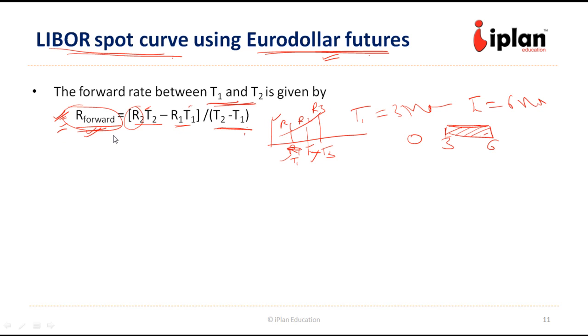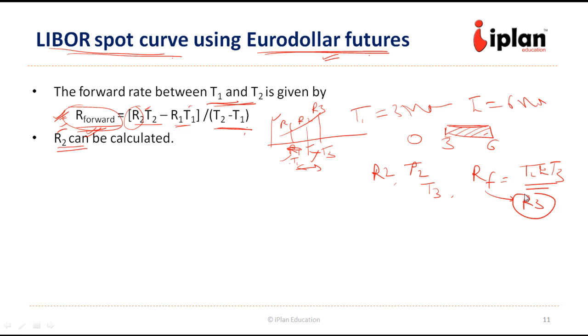So if we know R1, T1 and T2, and we have the forward rate R for the time period between T1 and T2, we can easily calculate R2. Similarly, if I know R2, T2, T3 and the forward rate between T2 and T3, then I can automatically calculate R3 and so on. So I can keep calculating these values R1, R2, R3 and so on, and I can construct the Libor zero curve or Libor spot curve, which represents the spot rate for different time periods.